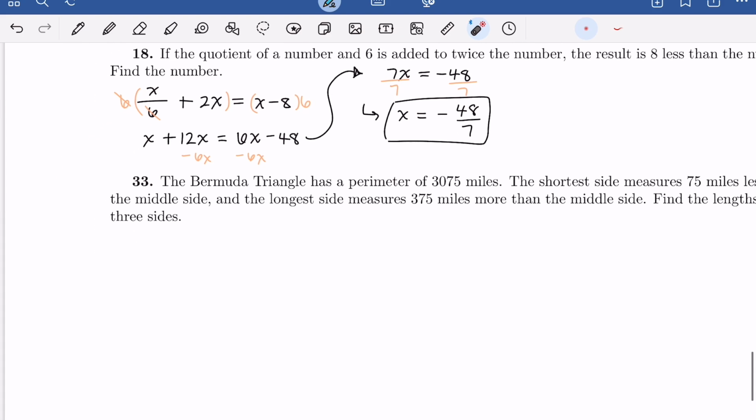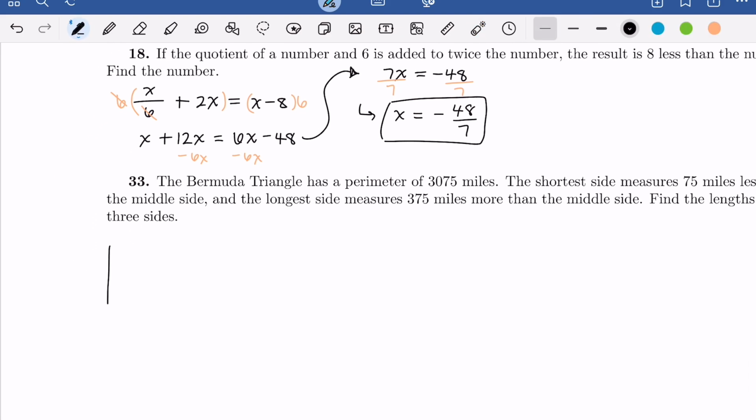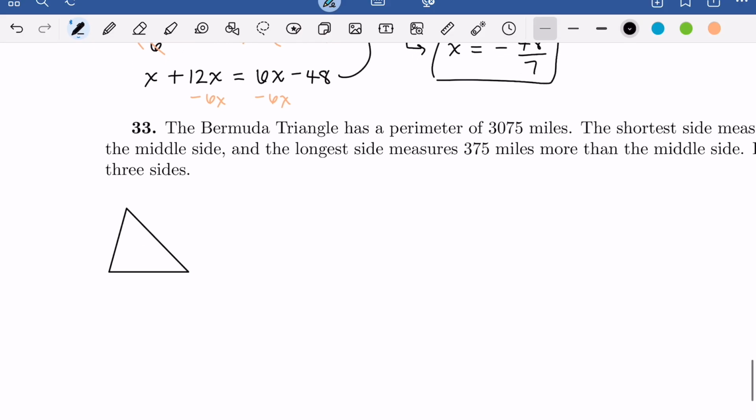So with these types of problems, the first thing that I like to do is to draw a diagram. So we have, maybe let's not do a right triangle. This is going to be our Bermuda Triangle. Now, notice that this kind of looks like maybe the shorter side, maybe this is the middle side, and maybe this is the longer side. It doesn't need to be perfectly to scale, but let's label these guys.